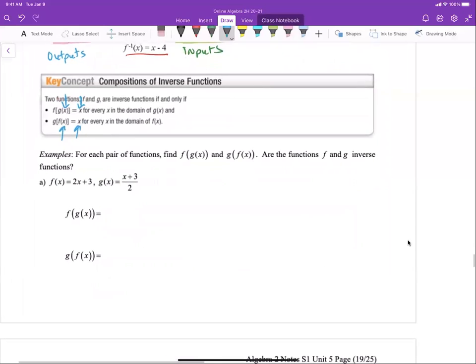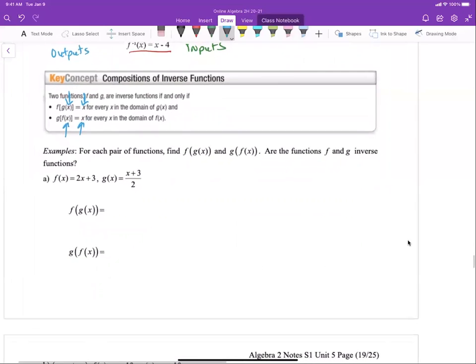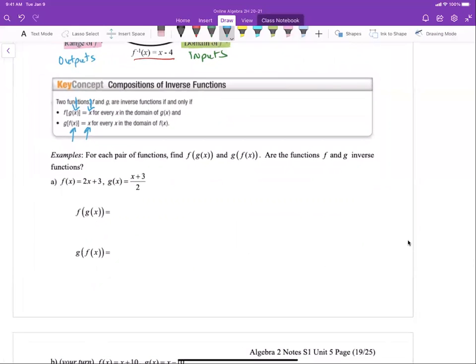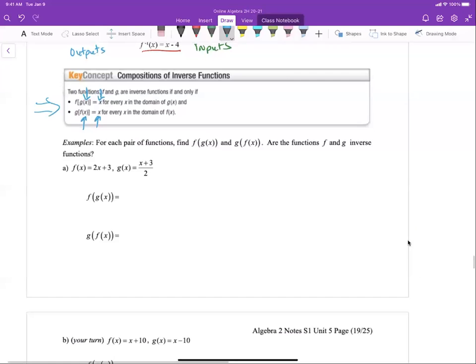Okay, so here's what we are going to do. We are going to test these functions to determine if they are inverse functions. And how do we test it? We have to apply this key concept. Okay, so f of x equals 2x plus 3. g of x equals x plus 3 over 2. We are asked to find f of g of x, g of f of x, and then answer the question, are they inverse functions? Okay, so you know how to do that.